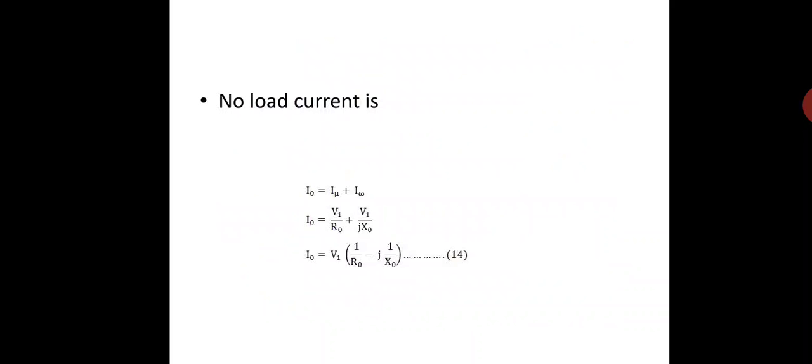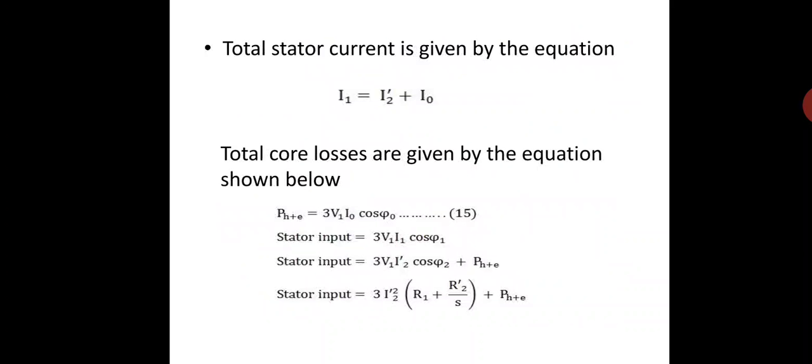So now the no load current, that we have already written, I0 equal to Iμ plus Iw. Iμ is equal to V by R, so the voltage across the magnetizing component and the non-inductive resistance will be the same, V1. Divided by R0, we will get the value Iμ, and V1 divided by X0, we get the value Iw, that is the working component. Now take the common term V1. The expression becomes I0 is equal to V1 into (1 by R0 minus j by X0).